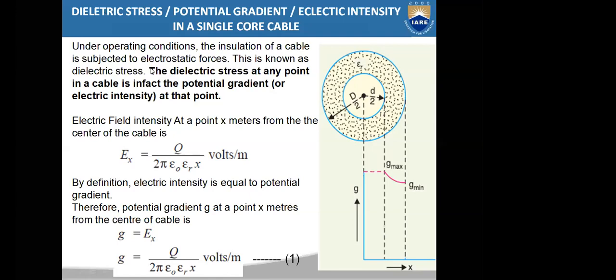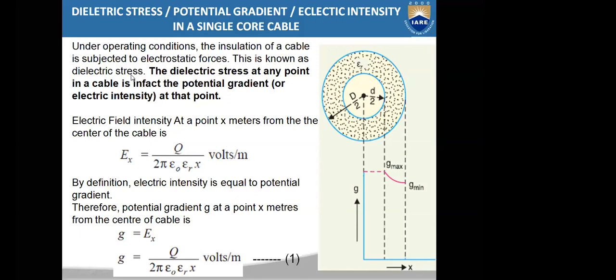Under normal operating condition, the insulation of the cable is subjected to electrostatic forces. As we know, this is a conductor, and it will carry the current. Due to current flowing through this conductor, electrostatic force will be developed. These forces will be radial across this insulation, and these electrostatic forces are generally known as the dielectric stress.